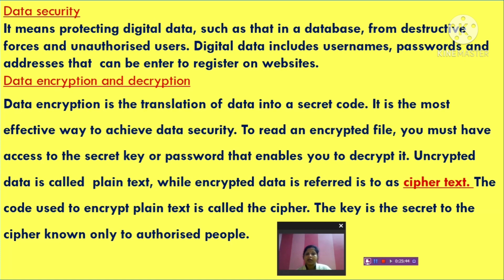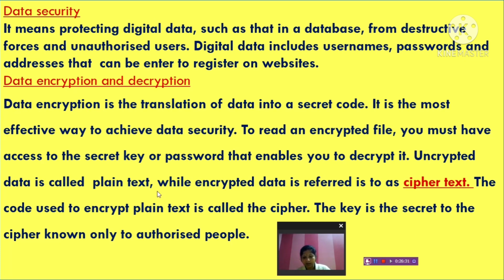Okay. So to protect the data, encryption is the translation of data into a secret code. It is the most effective way to achieve data security. To read an encrypted file, you must have access to the secret key or password that enables you to decrypt it. Whenever we enter data, it will be converted to some other form, or translated. Again, it should be converted back to the original form, so that our original data can be understood by the computer. So you must know the secret code, or have the program to change it to its original form.